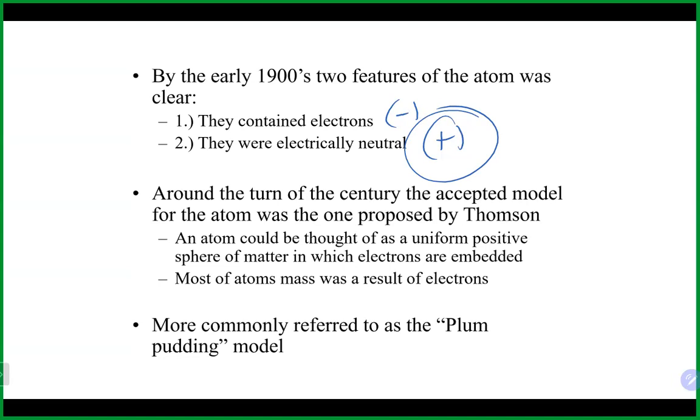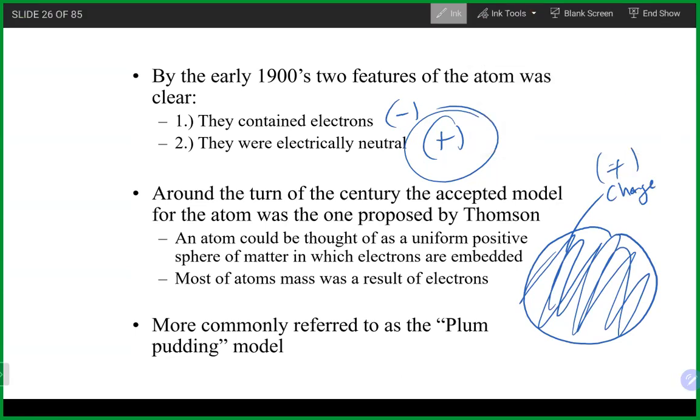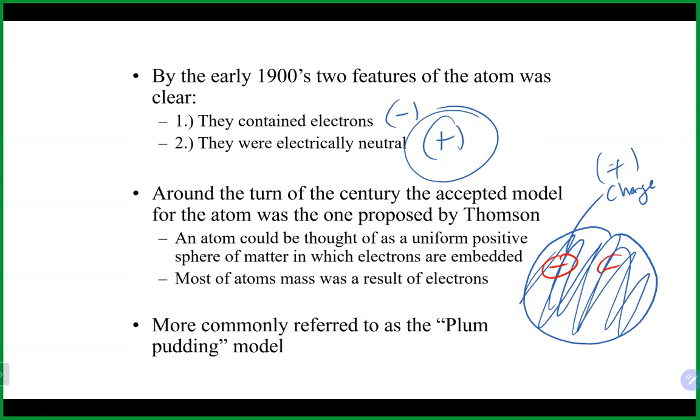His idea of the atom was that it is basically a sphere of positive charge, and embedded inside the atom were all these electrons. He also felt that most of the mass of the atom was those electrons. And we have this positive charge distributed out over the whole sphere of the atom, really diffused.